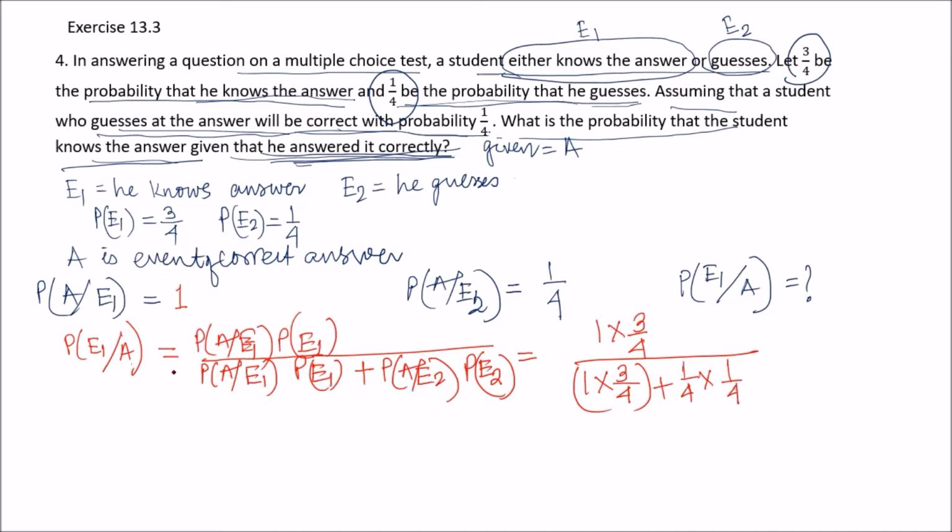So what will the answer be? The answer will be 3 by 4 upon 3 by 4 plus 1 by 16. If I cancel, 3 by 4 upon 3 by 4 plus 1 by 16 gives 12 by 13. How much will it be? It will be 12 by 13. Answer. Okay.